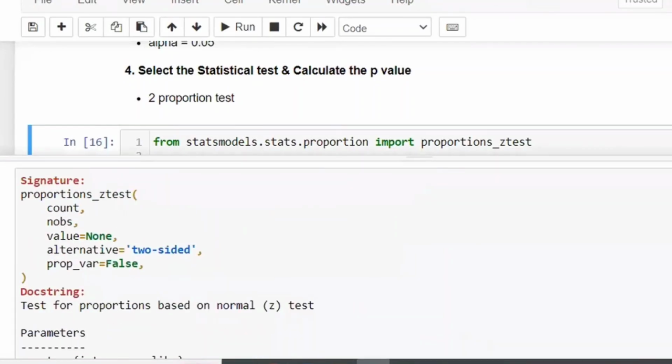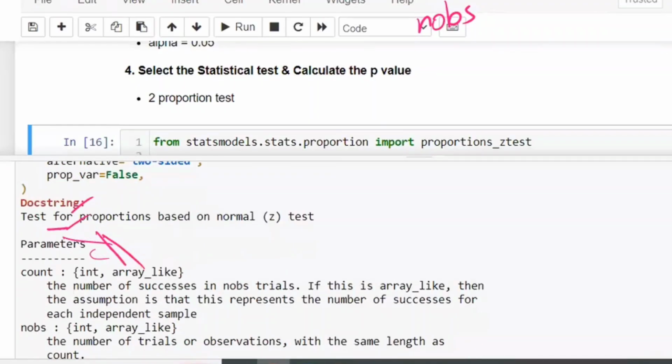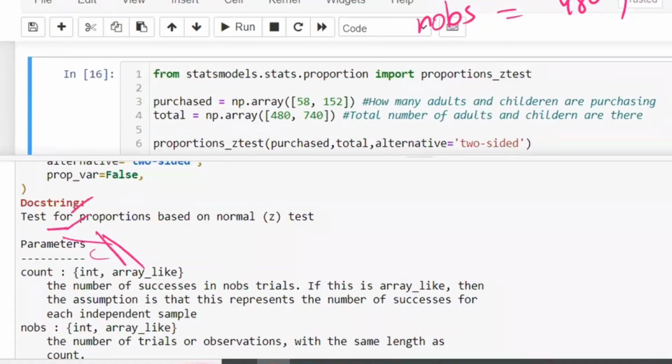The first one is called count. You have to give the count. The second one is nobs. These are the two compulsory arguments, whereas the others are default arguments, so just ignore them. What is meant by count? Count is the number of successes in nobs tries. Nobs means total tries. With respect to 480 total, the successful count is 58, and out of 740, it is 152.